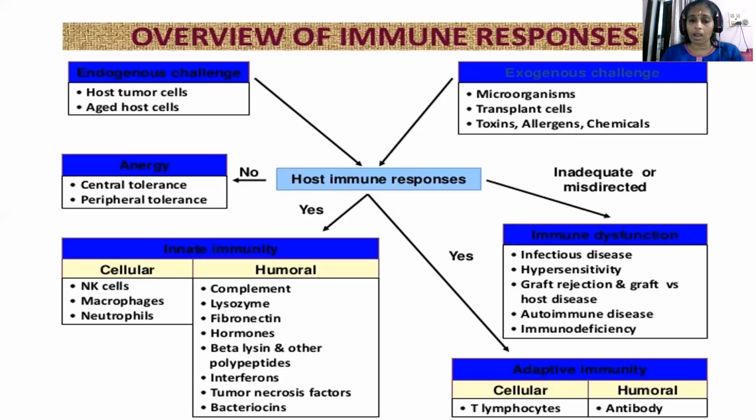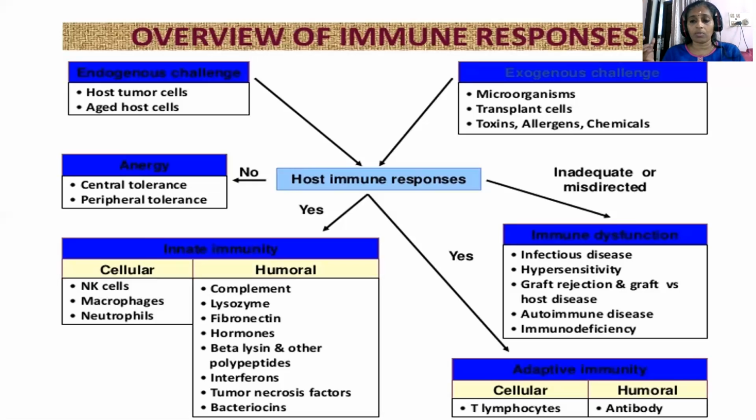There are other mechanisms called tolerance. Our own self antigens should not be detected or degraded. To prevent the detection or degradation of self, we have tolerance mechanisms. The two types of tolerance mechanism are central tolerance and peripheral tolerance. In addition to that, the immune response at times acts in an inadequate or misdirected manner. This is called immune dysfunction.